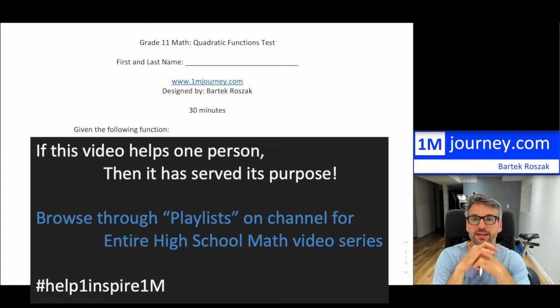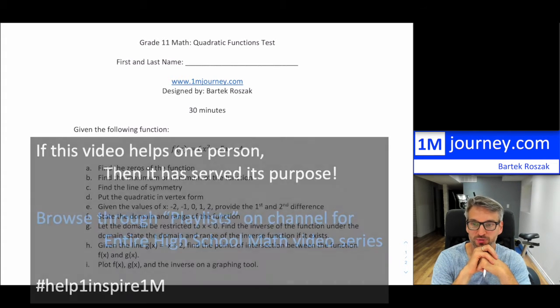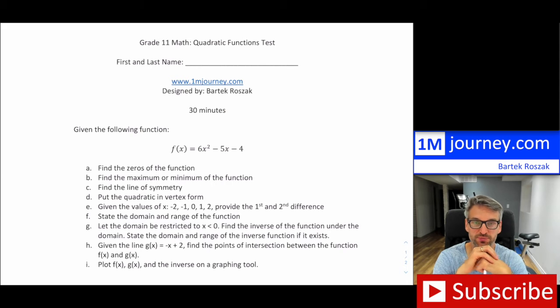Okay, so this is a little bit of a mini test on the quadratic functions in grade 11. Hopefully it serves as a nice déjà vu for you on all of these different concepts related to quadratics when they are functions.